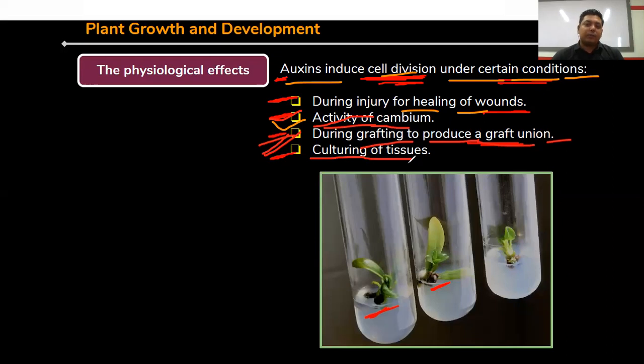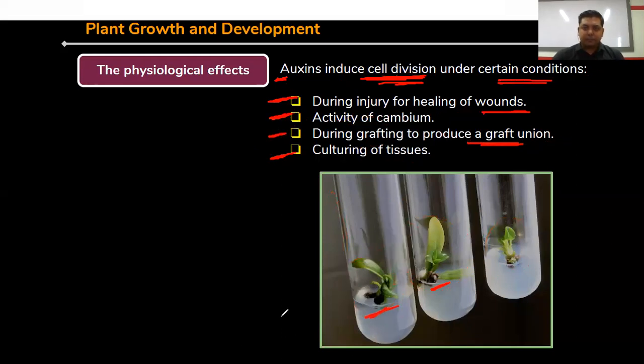Culturing of the tissues. In the tissue culture process in a biological laboratory, right, the auxins are also needed. These are the test tubes that are found in a botany lab or biotechnology lab. Clear, where you can find some plants that are cultured within the test tube with the help of auxin hormone. Auxin causes apical dominance.